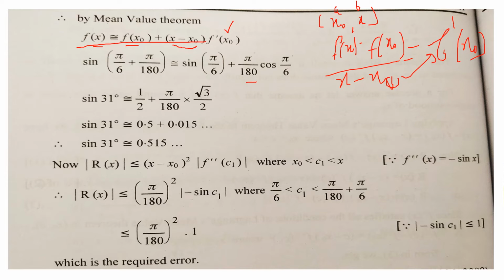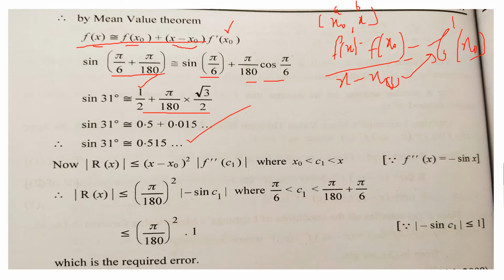On simplification, it becomes sin 31 degrees equals sin 30 degrees, that is 1/2, plus π/180 times √3/2, the value of cos 30 degrees. Now you can easily simplify it by putting the value of π as 22/7. So you get this result.